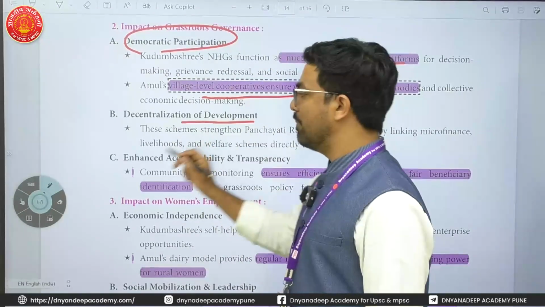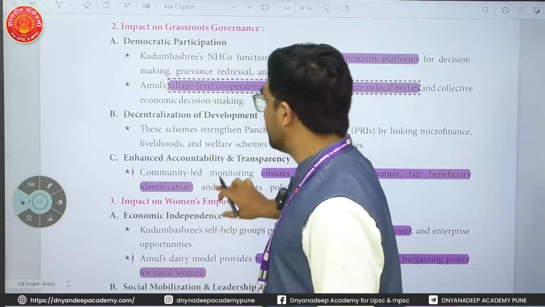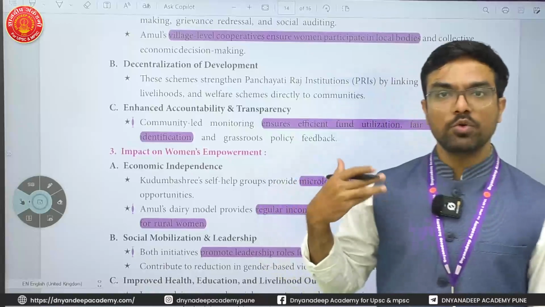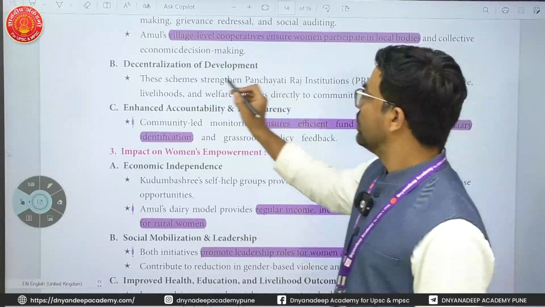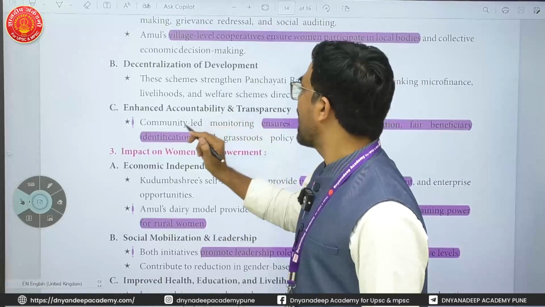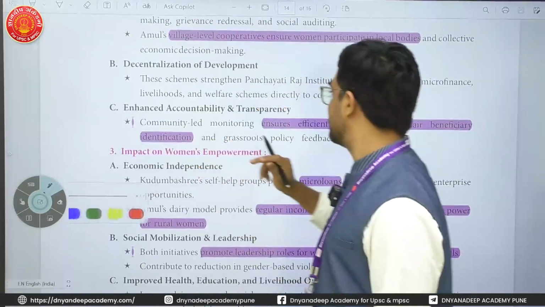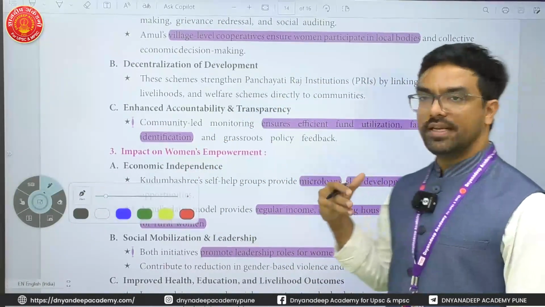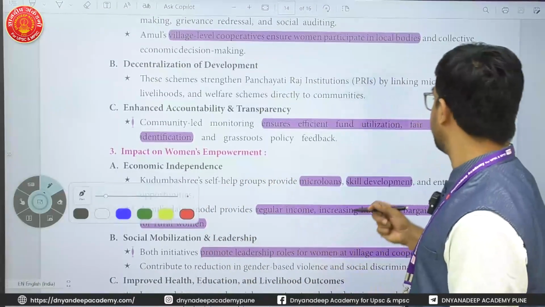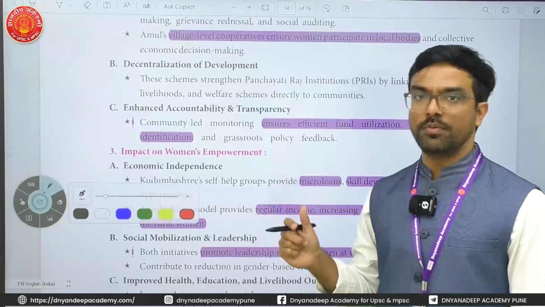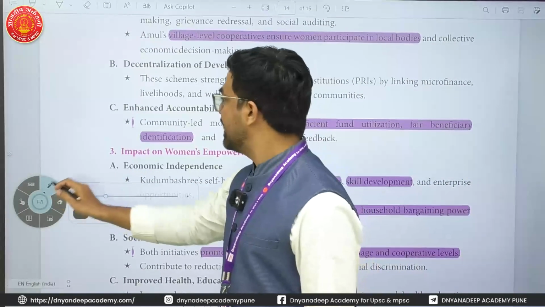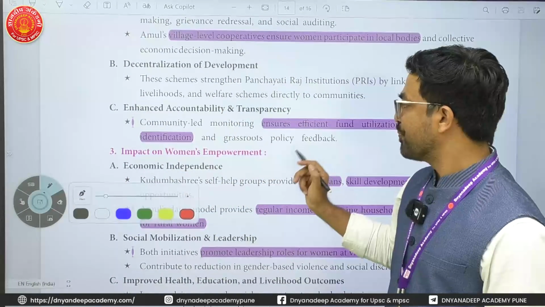Decentralization of development, because now there is livelihood, security, and economic development in rural areas also. That's why it is ensuring decentralization of development. It enhances accountability and transparency, because it ensures efficient fund management, fair beneficiary identification, and grassroots policy feedback. Because of that, this enhances accountability.